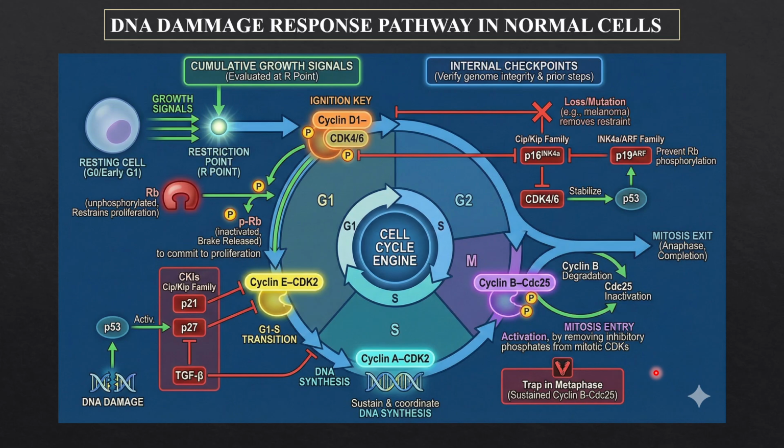This slide explains the DNA damage response pathway in normal cells and shows how the cell cycle is tightly controlled and how the cells respond to DNA damage before proceeding to division. The process begins with the resting cell in G0 and early G1 phase, and at this stage the cells receive growth signals from the environment, and these signals are evaluated at a critical checkpoint known as the restriction point, or the R point, and only if sufficient growth signals are present do the cells commit to entering the cell cycle.